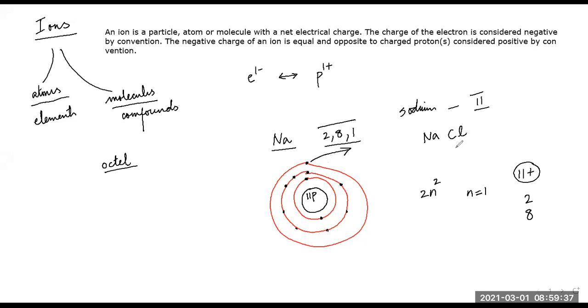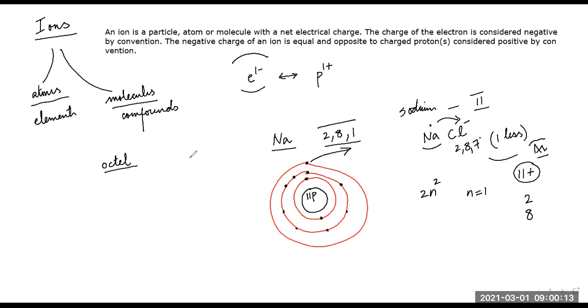So Cl electronic configuration we have seen is 2, 8, 7. So 7 is one electron deficient, one less to make it equal to a noble gas argon, which has 18, right? So after accepting one electron from the sodium, the chlorine becomes negatively charged, because as we have already stated, by convention we assume that electron is negatively charged. And sodium, after losing the electron, becomes positive.